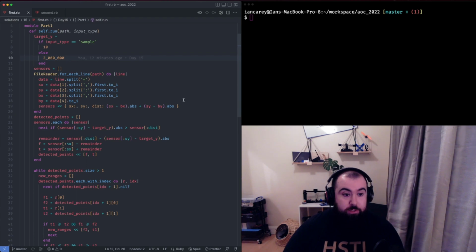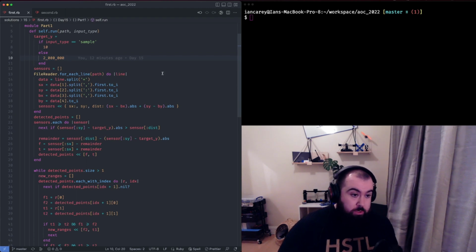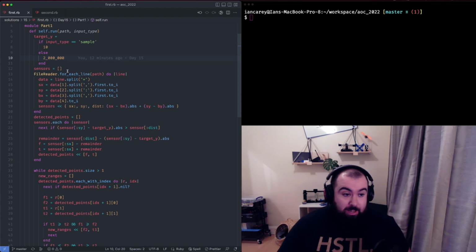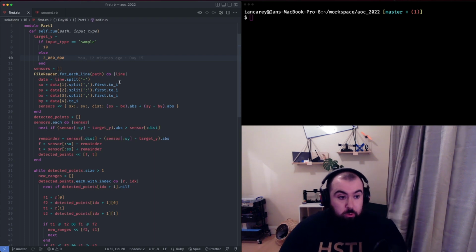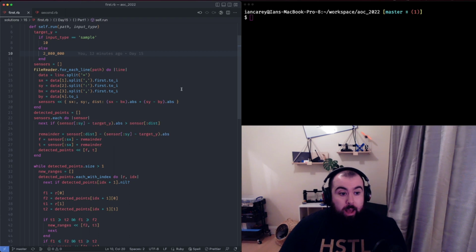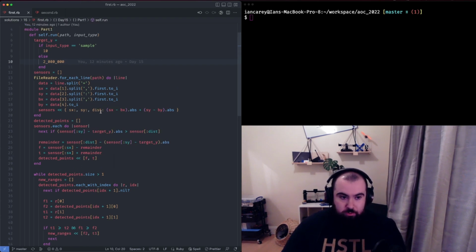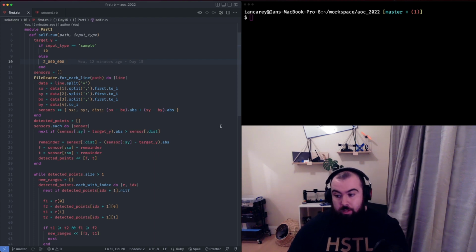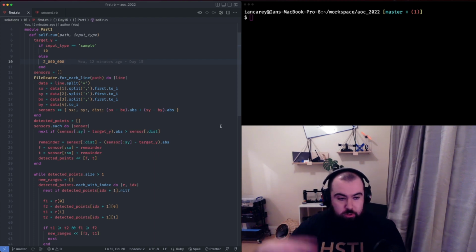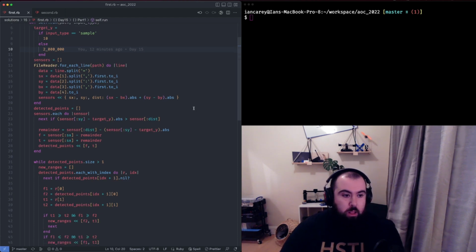So what I've done is, the first thing I do is I go through all of the inputs and I make a list of all of the sensors. I record the X and Y components, and I also record what the Manhattan distance is from the sensor to the beacon, that'll come in useful later on. So whatever that value is, we're recording that along with our sensor's coordinates.